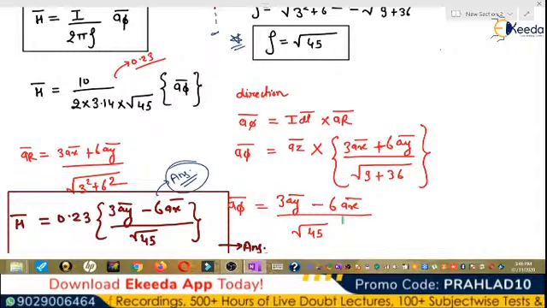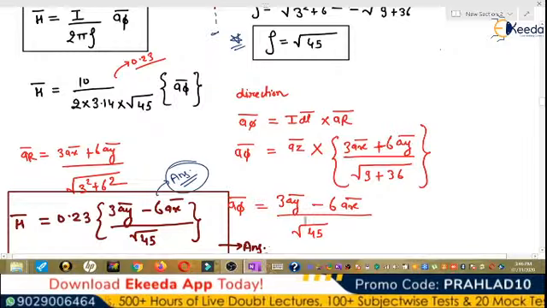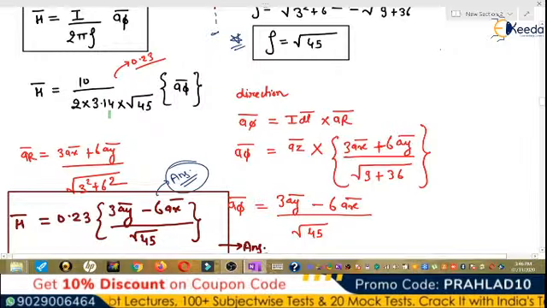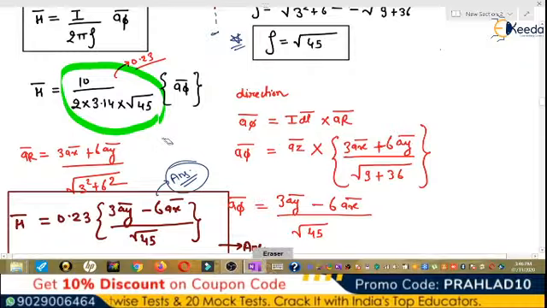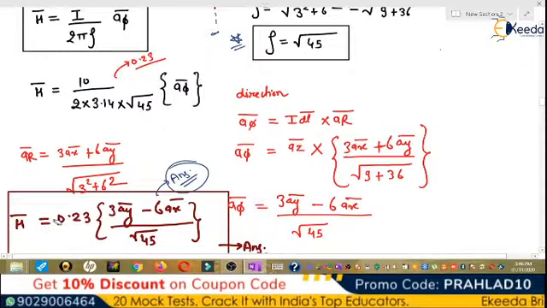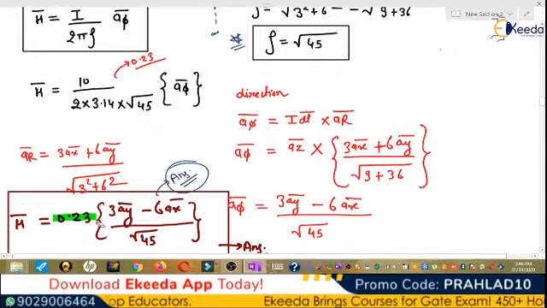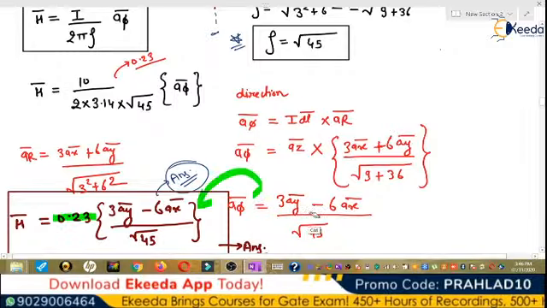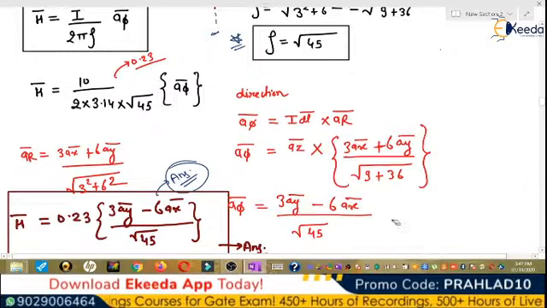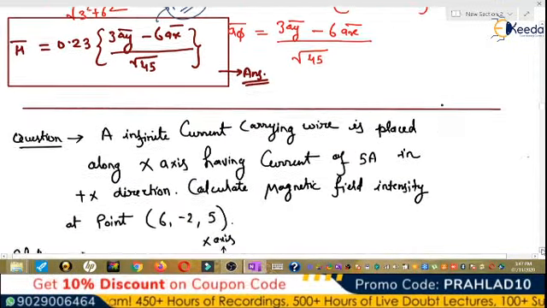So we put here I by 2 pi rho, which is 10 by 2 into 3.14 into root of 45. This answer comes as 0.23. So we put here 0.23 and the vector. So the vector is 3 a_y minus 6 a_x by root of 45. So this is our desired answer for the magnetic field.